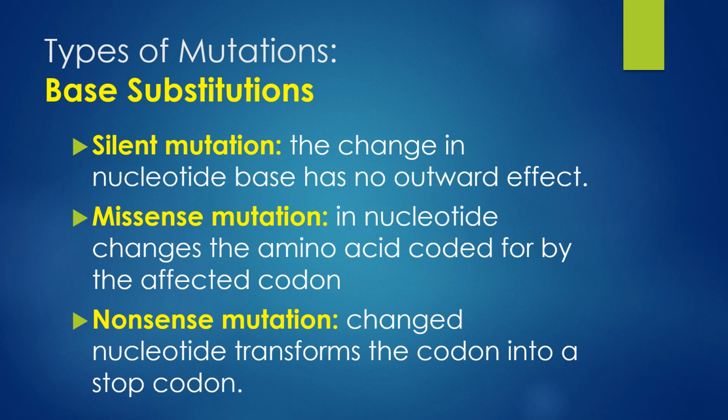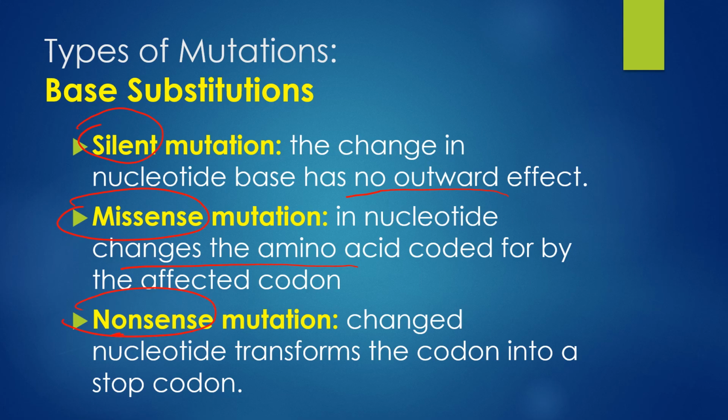So the first type of mutation is a base substitution. That means that one of the bases gets substituted by something else. A silent mutation: if something is silent, you really don't hear anything from it. A silent mutation will change a nucleotide base and it has no outward effect. That means you don't even see anything, and you won't even know unless you did the genetic testing for it. A missense mutation in a nucleotide changes the amino acid that's coded.